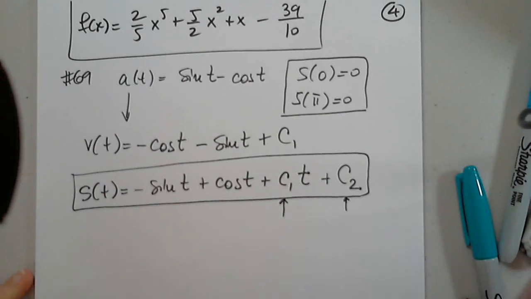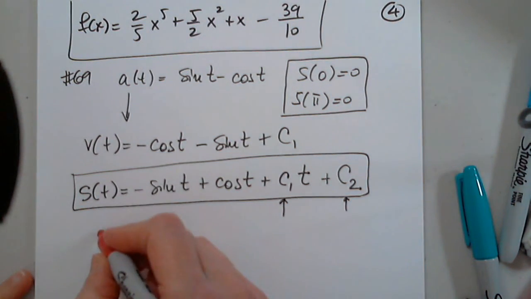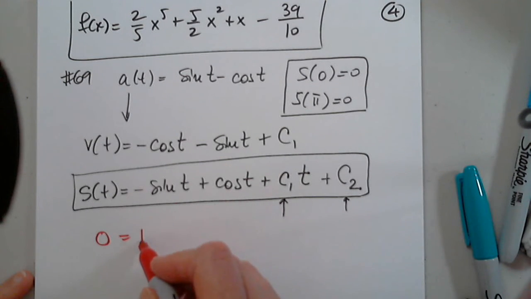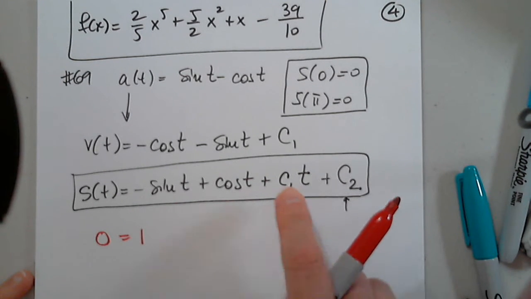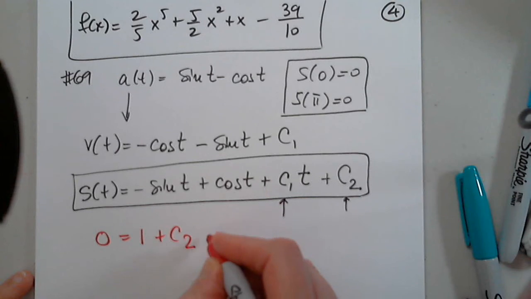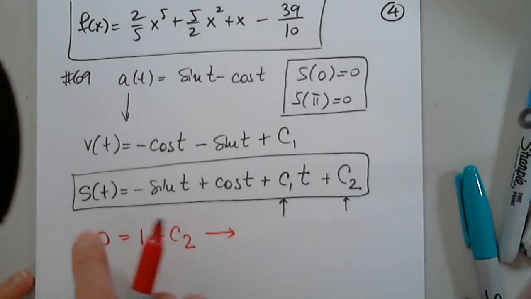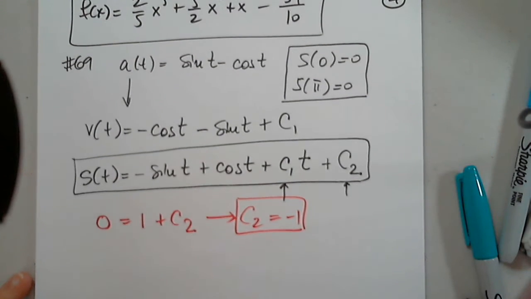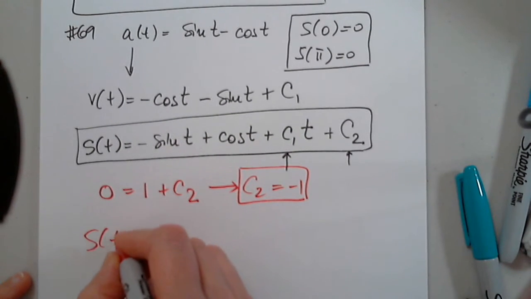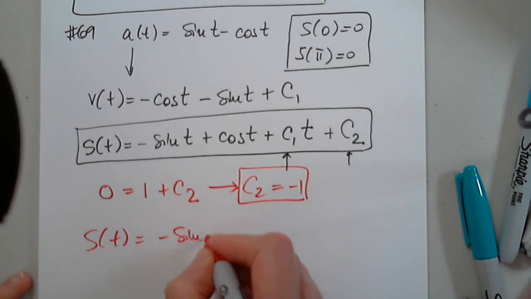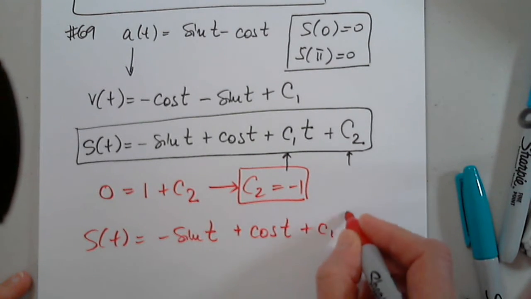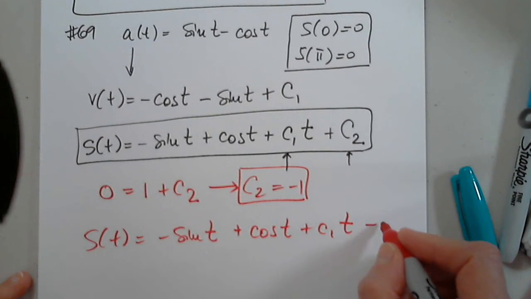It doesn't matter. So S of 0 equals 0. 0 equals, this is 0, but this is 1. But this is 0 plus C2. From here, we know that C2 is negative 1. So I will rewrite S of t equals negative sine t plus cosine t plus C1t, and then minus 1.